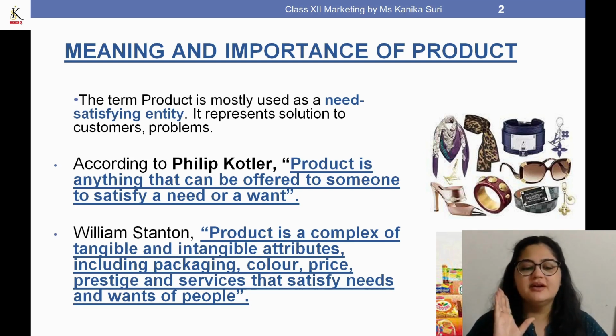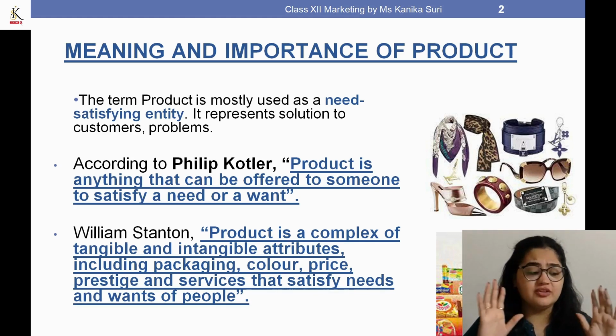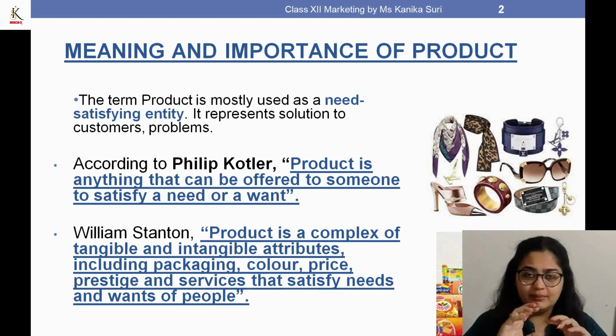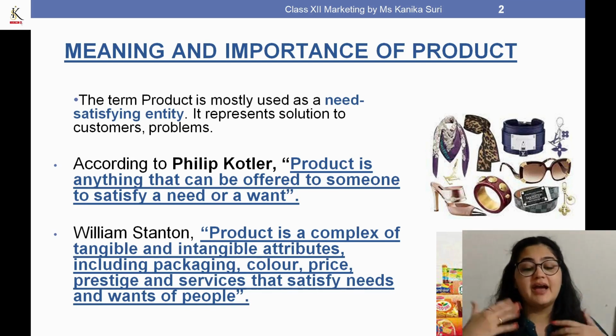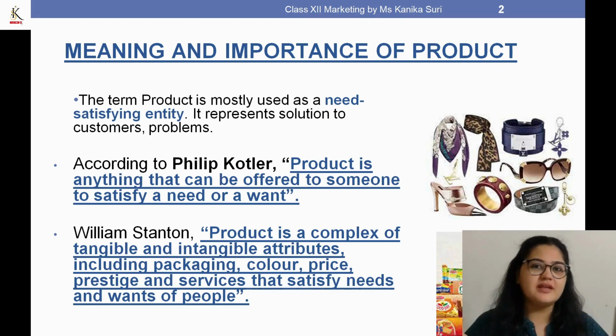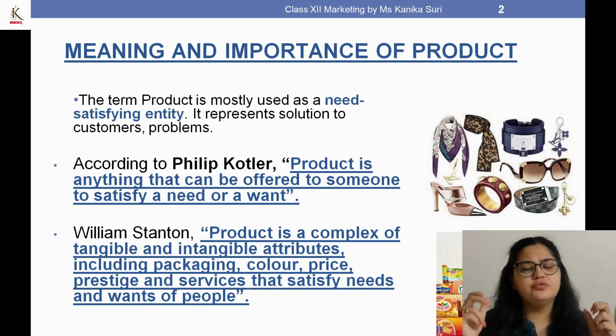Let's again go back to this definition given by William Stanton. So product is a complex of tangible and intangible attributes. This much we have already broken down, including packaging. Any product comes in some kind of packaging. It has a particular color, it has a price, it has a prestige, and services. Sometimes products also come with services. For example, when you buy an air conditioner, any kind of electronic gadget, a car, or a refrigerator, they come with 1 year of warranty or 1 year of after sale services.